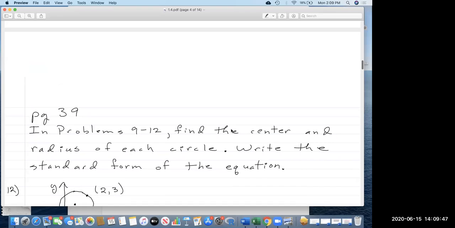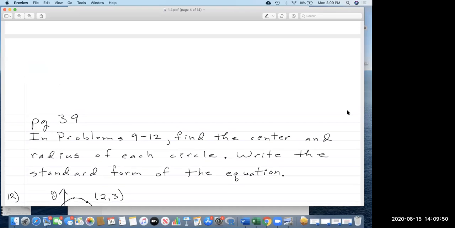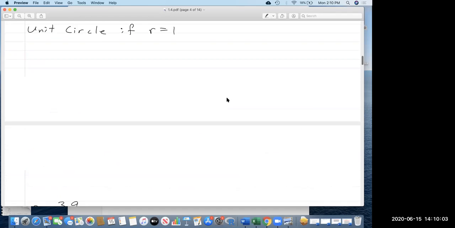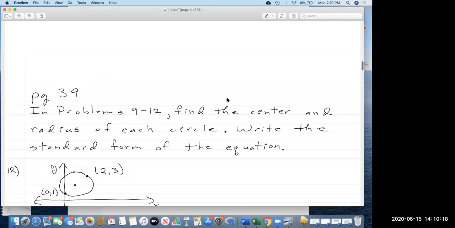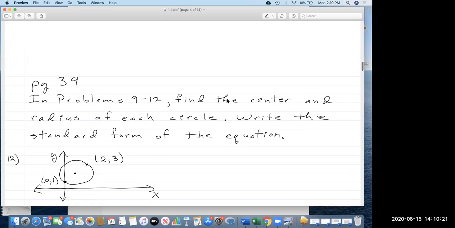Okay, good. Page 39. In problems 9 through 12, can you scroll up a bit? Like that? Then I'll be quiet while you... Oh, by the way, these lecture notes are online. It says just lecture notes for this particular section.